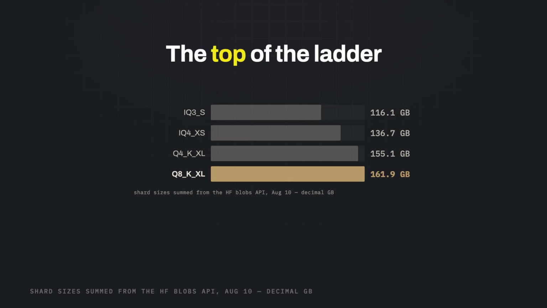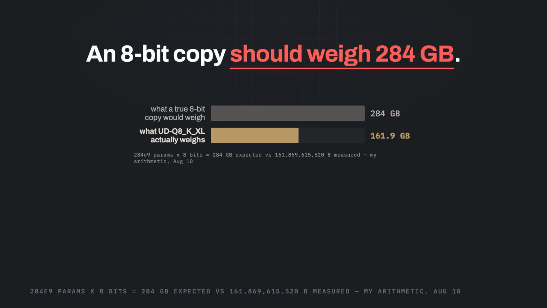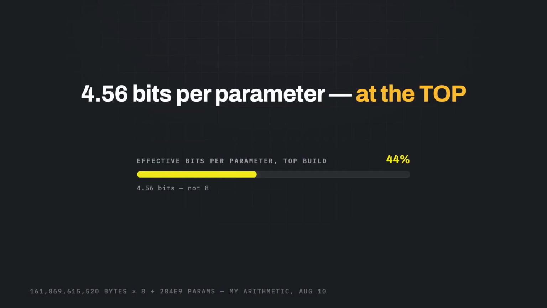And that top number is where I stopped and went back to check my arithmetic. Because an 8-bit copy of a 284 billion parameter model should weigh about 284 gigabytes. This one weighs 162. Something is off by a factor of nearly 2. I divided it out. The top build carries 4.56 bits per parameter, not 8. The name says Q8. The file says 4.5 bits.